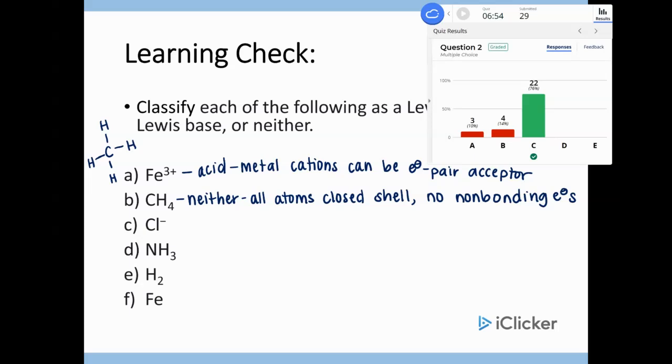Okay, so all atoms closed shell, can't be an acid, no non-bonding electrons, can't be a base. Next we have Cl-. Again, this is helpful drawing the Lewis structure. Chlorine's in the 7th column, it's a nonmetal, so we can draw these non-bonding electrons. A -1 charge means it has gained an extra electron. It's a closed shell with 8 electrons in its valence shell, but it also has a bunch of non-bonding electrons. So this can be a Lewis base. It can donate electrons to create a covalent bond.